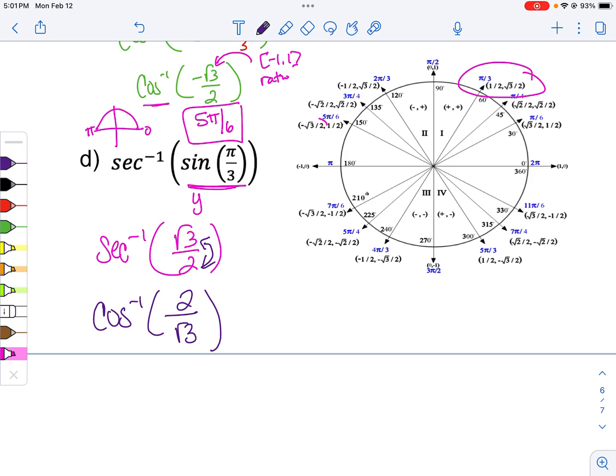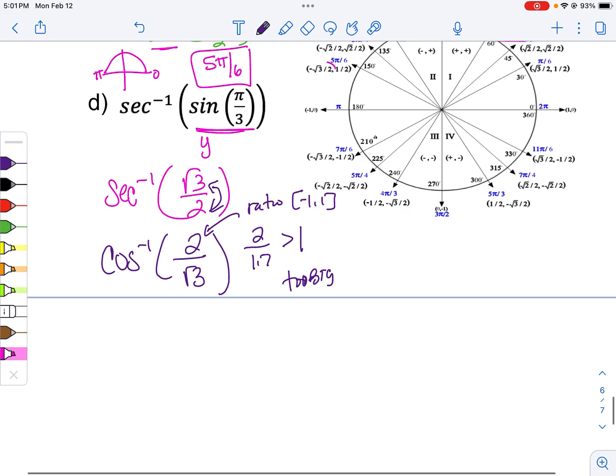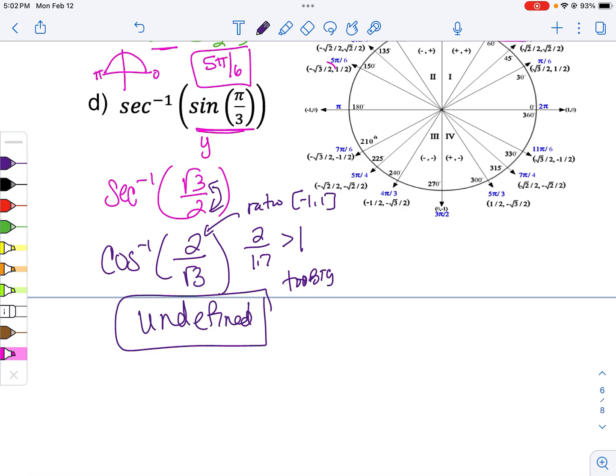So the only problem here is if you take your calculator and you divide 2 by 1.7, you're going to get a number that's bigger than 1. So since this has to be a ratio between -1 and 1, and if I take 2 and divide by 1.7, it's too big, right? It's not between -1 and 1. That means the answer to this one is undefined because cosine inverse has to be a ratio between -1 and 1. When I flipped secant, 2 divided by √3 is too big, so it doesn't work.